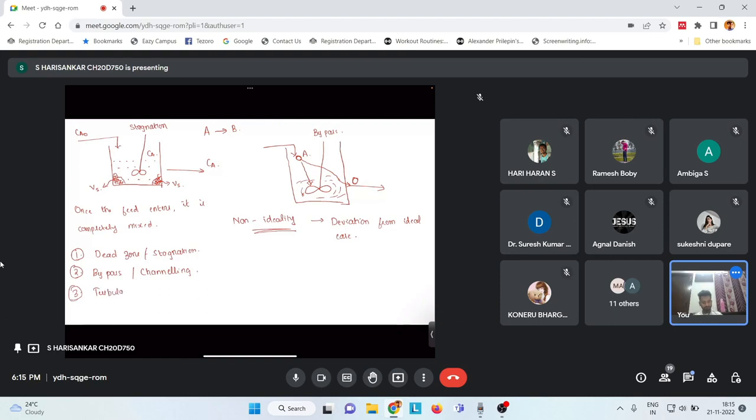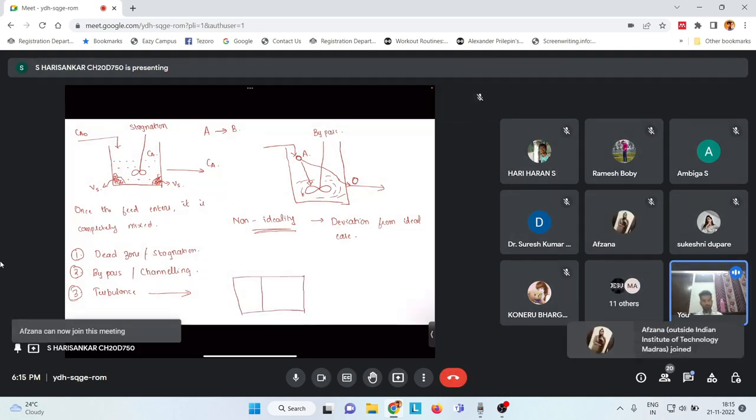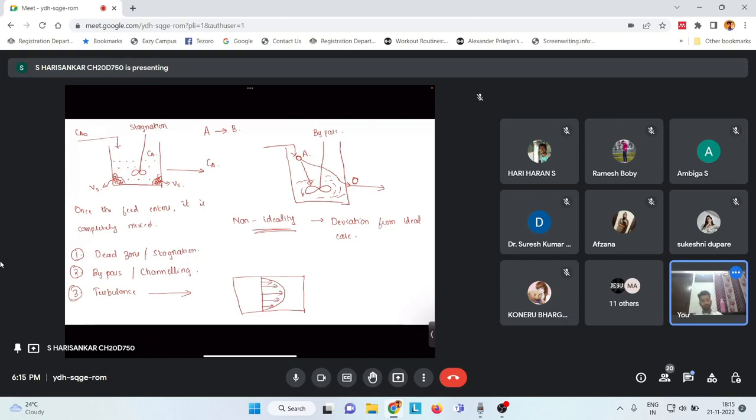Now this turbulence is very important when we are dealing with PFRs or plug flow reactors. One of the basic assumptions of a plug flow reactor was that the flow is laminar, and the fluid is ideal. That is a very important assumption in plug flow reactors. If there is turbulence inside the system, then the system again deviates from an ideal plug flow system. So these are some of the causes of non-ideality in reactors.